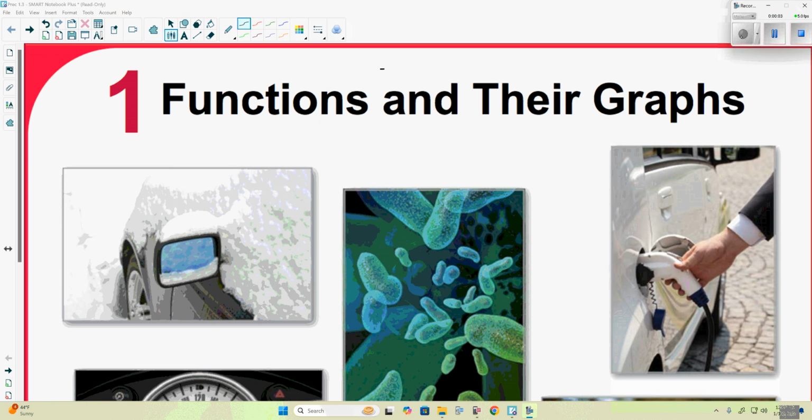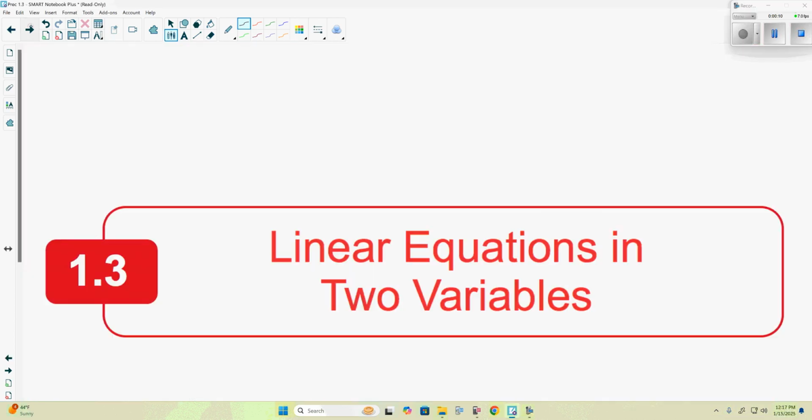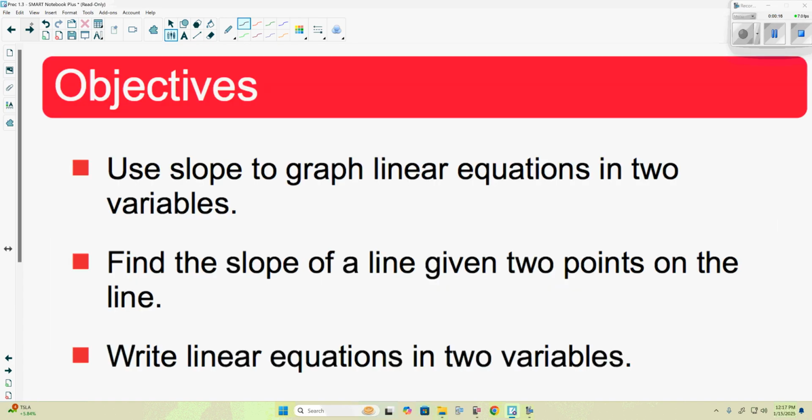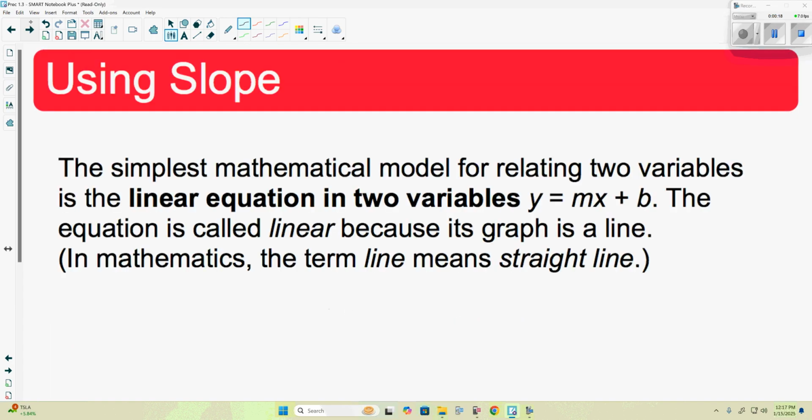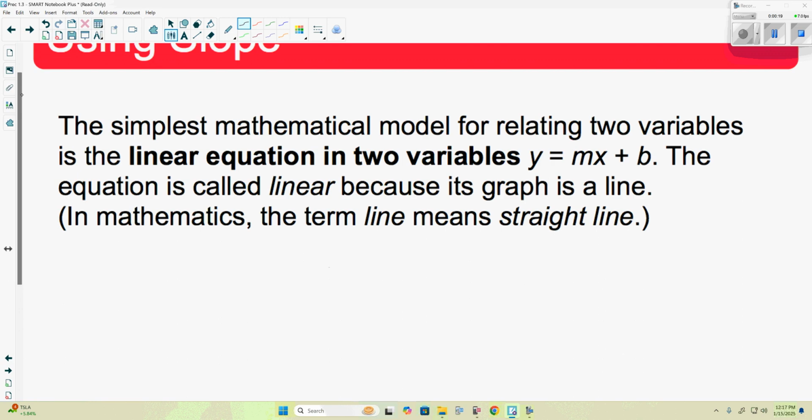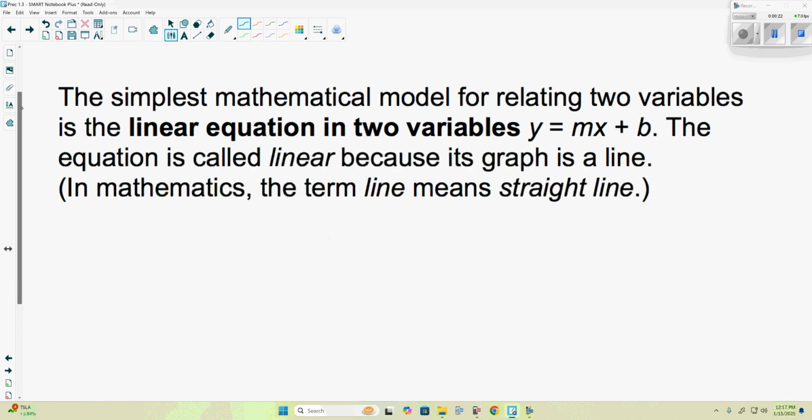Alright guys, what we're doing today is lesson 1.3, linear equations in two variables. So using slope, the simplest mathematical model for relating two variables is the linear equation in two variables, y equals mx plus b, the equation of a line. It's linear because it's a line.